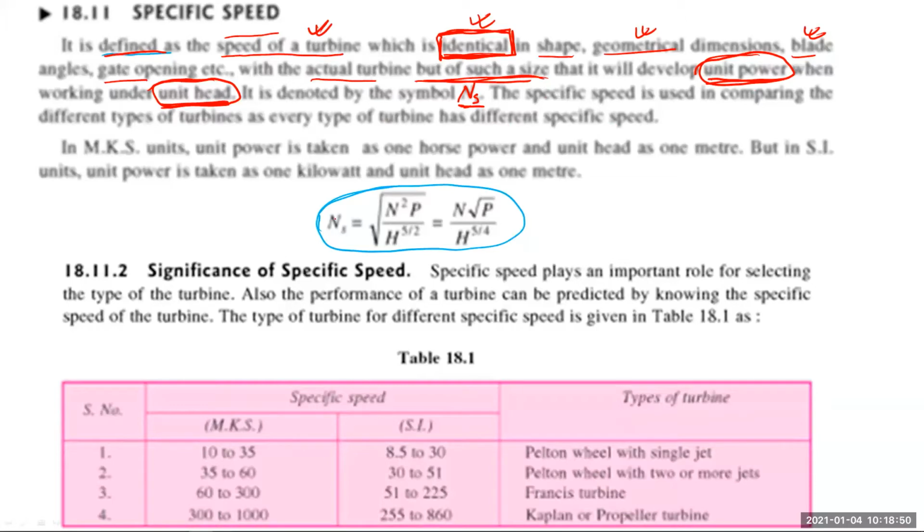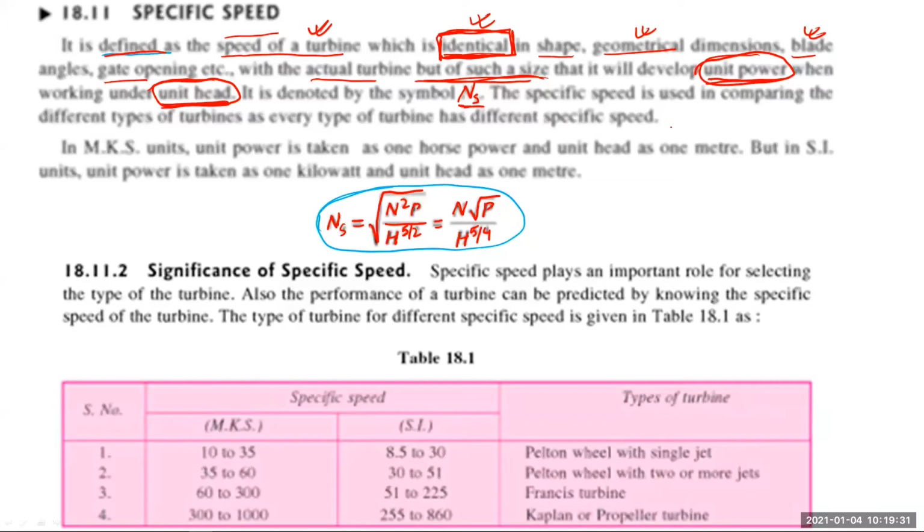Okay. So this is the mathematical expression, the formula that will be used for solving the numerical. Ns equals to root under N square P upon H, that is your head, raised to the power 5 by 2. Because square is there, you can take this N outside: N root P upon H raised to the power 5 by 4. This is square root and this 2, so it will make 5 by 4. So this mathematical formulation you must keep in your mind.